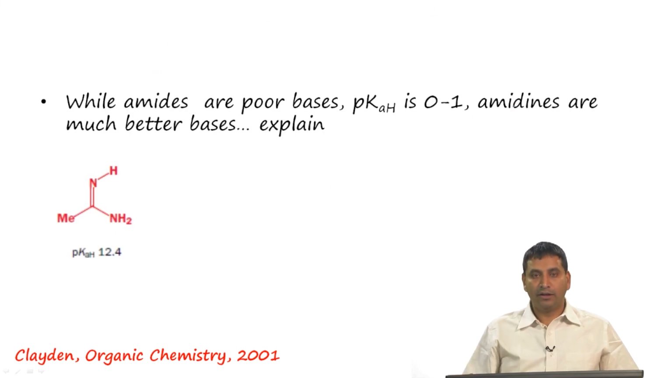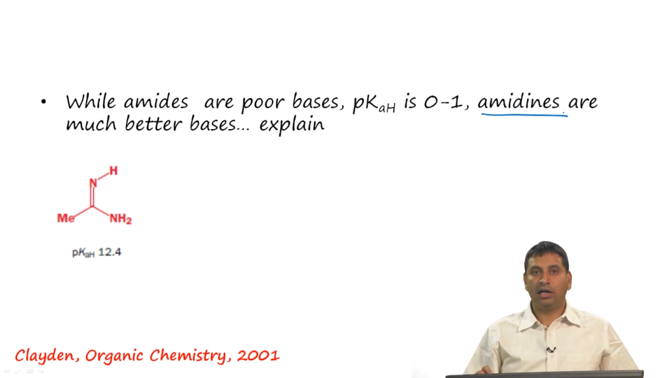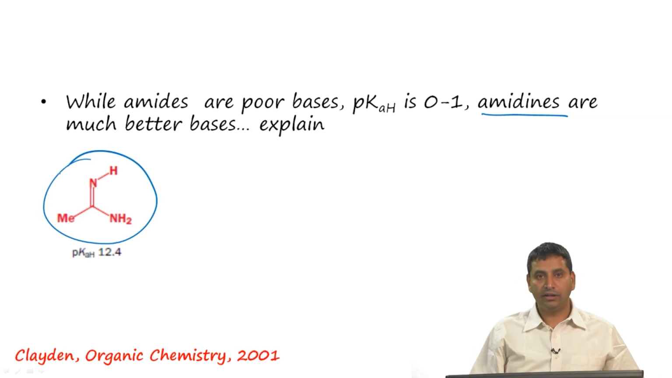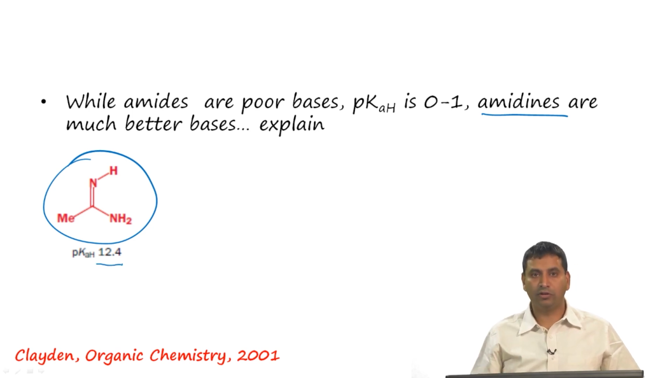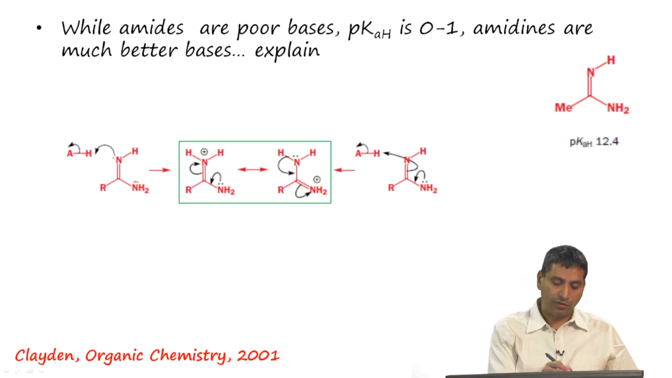Okay. For the next question, while amides are poor bases with pKa-H 0 to 1, amidines, whose structure is shown here, are much better bases. So, we need to explain this. Amidine is basically the nitrogen analog of an amide. In order to understand this huge difference of about 12 units in pKa-H, let us look at the structure of amidines. Amidines have a nitrogen lone pair and they have a C double bond N.